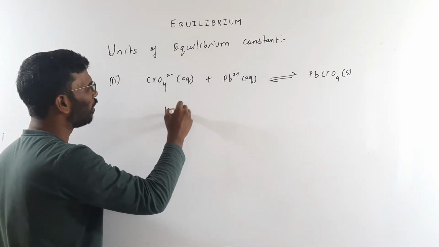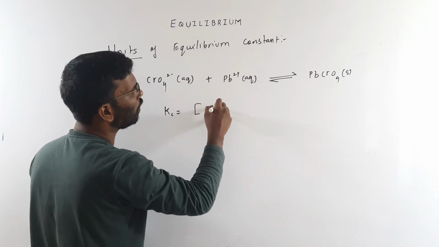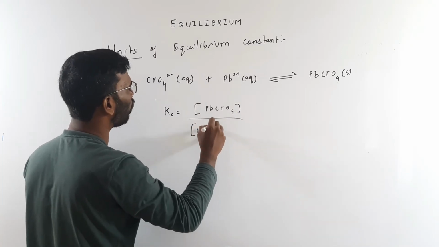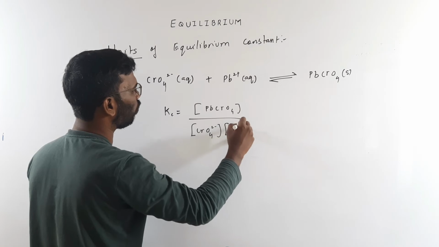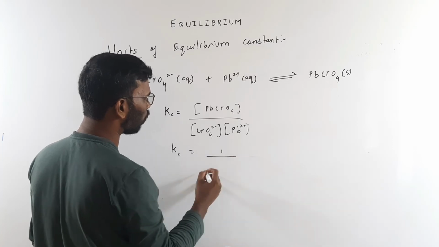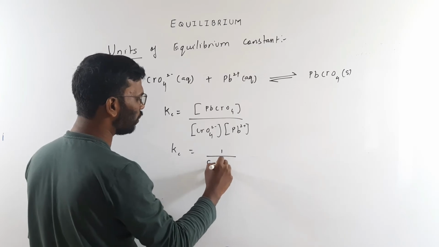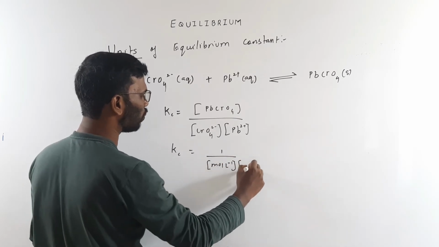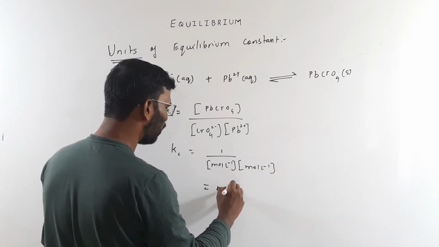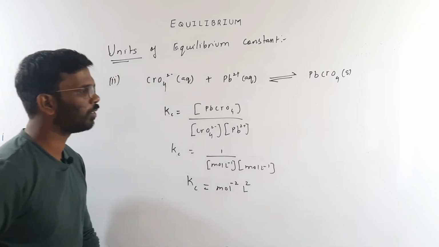So for the equilibrium constant, to write the units, we will write the equilibrium constant. It will be the concentration of PbCrO4, which is solid, over the concentration of CrO4 2 minus and the concentration of Pb2 plus. So what will this Kc be? Since the solid is unity, it is just 1, and I will not consider any concentration for it. The denominator is moles per liter and moles per liter, so these are the units of Kc.